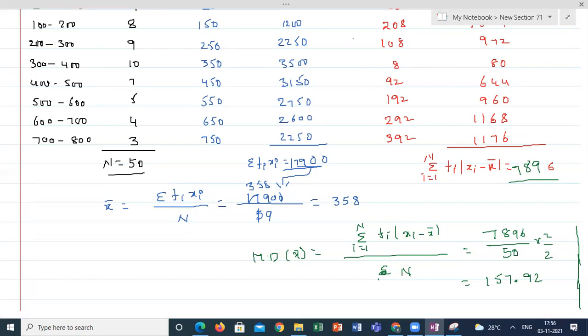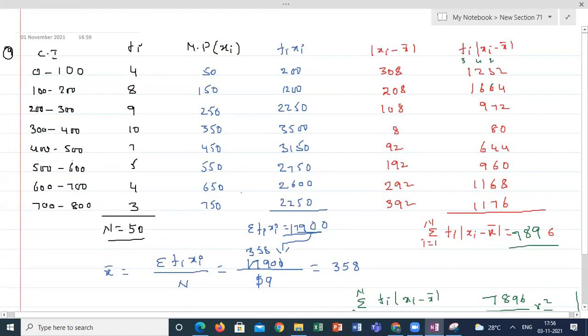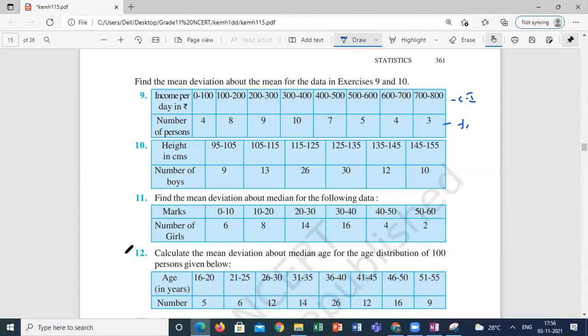So one more last question for this exercise. The next question is about calculation of the mean deviation about the median. So we will do the 11th question: find the mean deviation about the median for the following data. About the median he is asking.